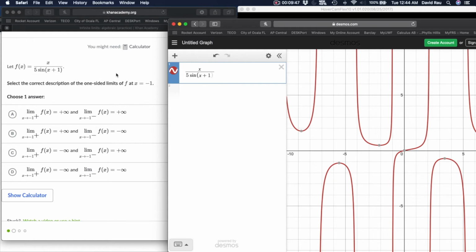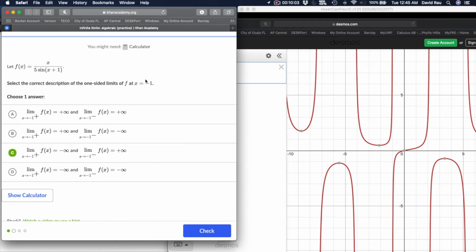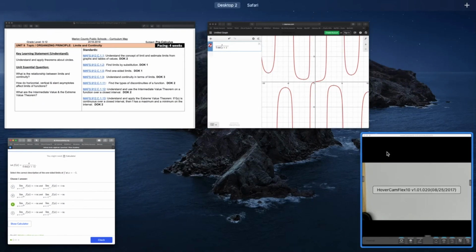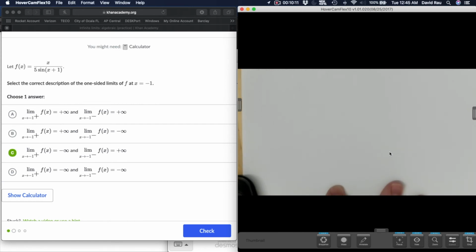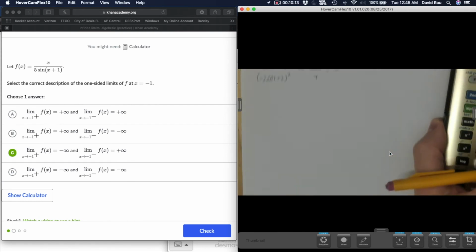As I approach negative 1, here it is, from the right is going down forever. Negative 1 from the left is going up forever. So negative 1 from the right goes down, negative 1 from the left goes up. I know the answer is C. Now let's talk about how we get that. So I'm just saying, feel free to use a graph during this crazy COVID time, but if you're planning on taking calculus, you should also understand what I'm about to do right here.